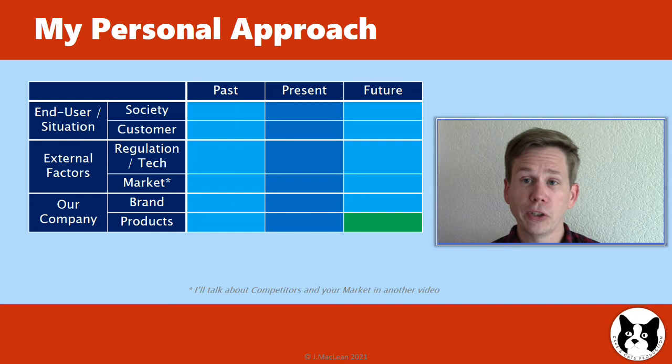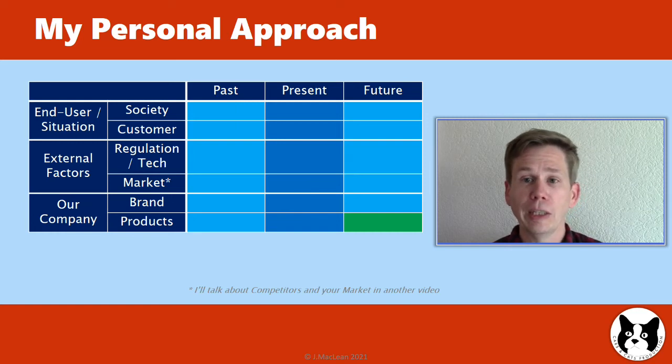I want to look at external factors, so things I can't control. That might be regulation, it might be technology, it might be something else entirely depending on your industry. But again, you want to look at the evolution of that over time, where it's going in the future. Then I want to look at the market, the specific market where I'm going to be selling my thing. I want to look at what's happened with the market, the volume, the pricing, the competitors, the evolution of that over time. I'll talk more about understanding competitors in the market in another video.